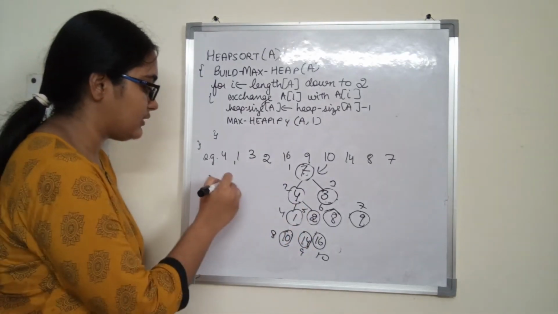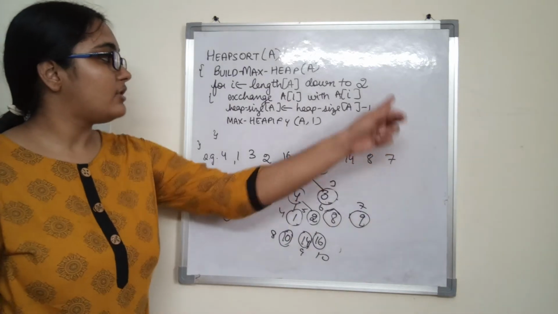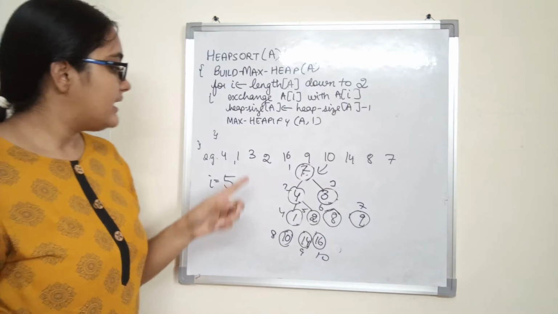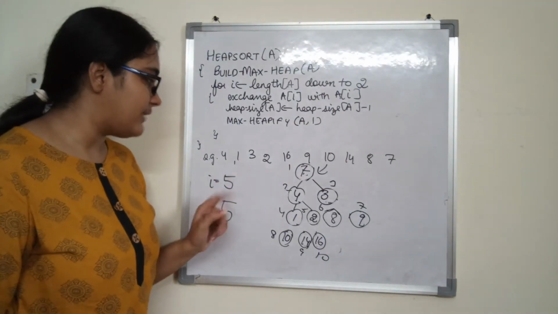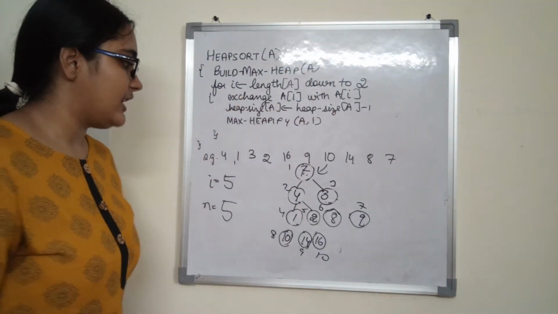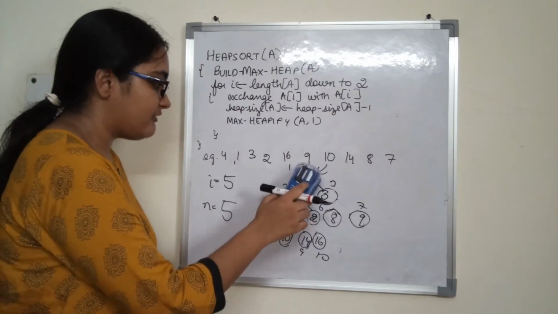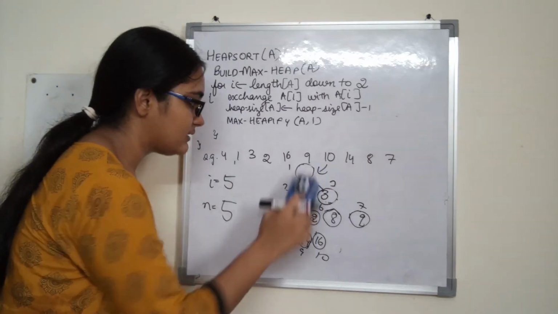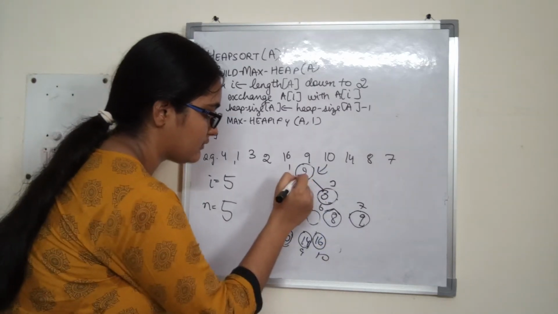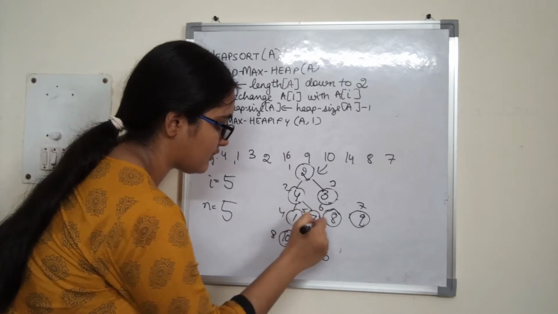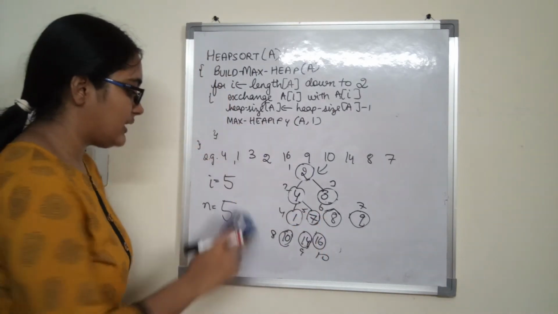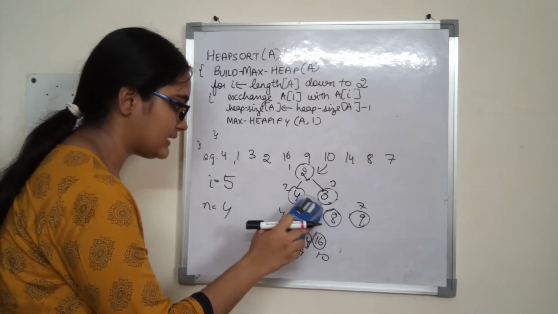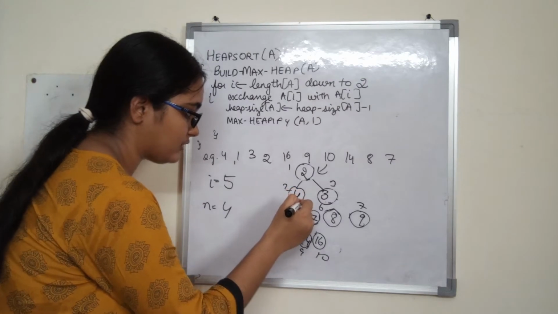Now i is again reducing to 5. It has not reached 2, so we will go till we reach 2. Now i is equal to 5. Exchange A of 1 with A of 5. A of 1, that is 7, is exchanged with A of 5, that is 2. 7 and 2 have to be exchanged. And now heap size is equal to heap size minus 1. Now the heap only contains 4 elements, that is 2, 4, 3 and 1.